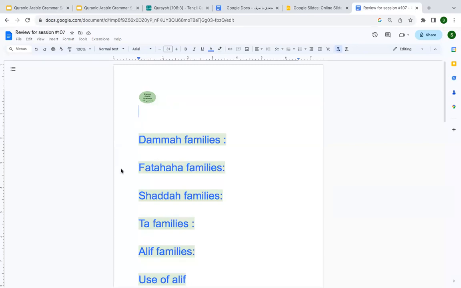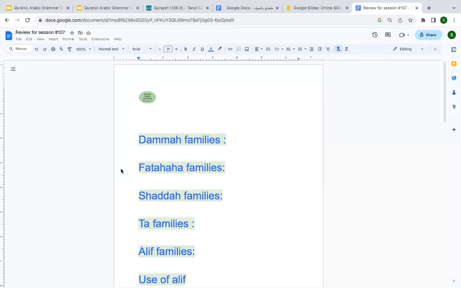Dhamma families are called Dhamma families because of Dhamma on the last root letter or Dhamma on Alamatul Mudari. Dhamma on the sign of Mudari, right? We call them Dhamma families because they have Dhamma on the sign of Mudari. Dhamma families have Dhamma on the sign of Mudari because, what's the reason? What do you look for a family to have Dhamma on Alamatul Mudari? What is the condition?